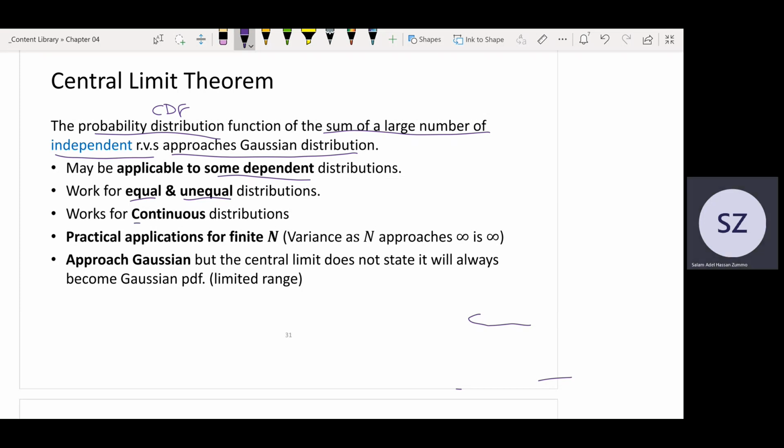Works for continuous. And there is another one for even discrete. Practical applications when you have finite n. Now we will talk about the various approaches and how we calculate the variance.